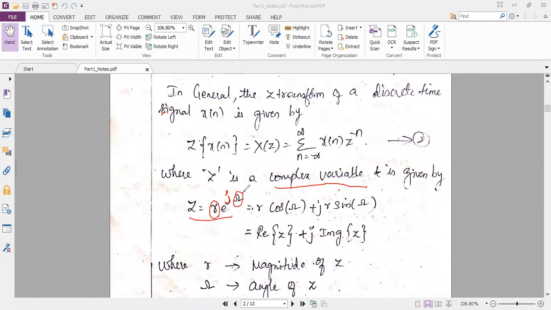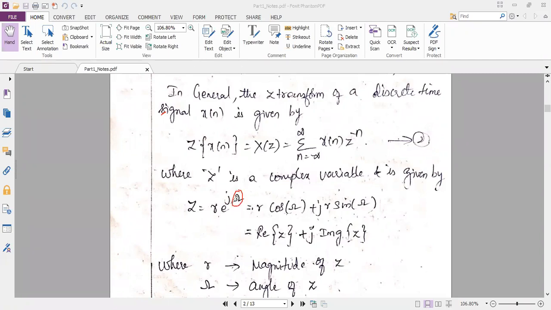See, can anybody tell me why I have used this omega instead of w type omega? Anybody? Digital signal. Very good, very good, very good. Okay. So if you understand the things, you no need to get confused with the variables used. Okay. So it's a digital signal. So we are using this omega.